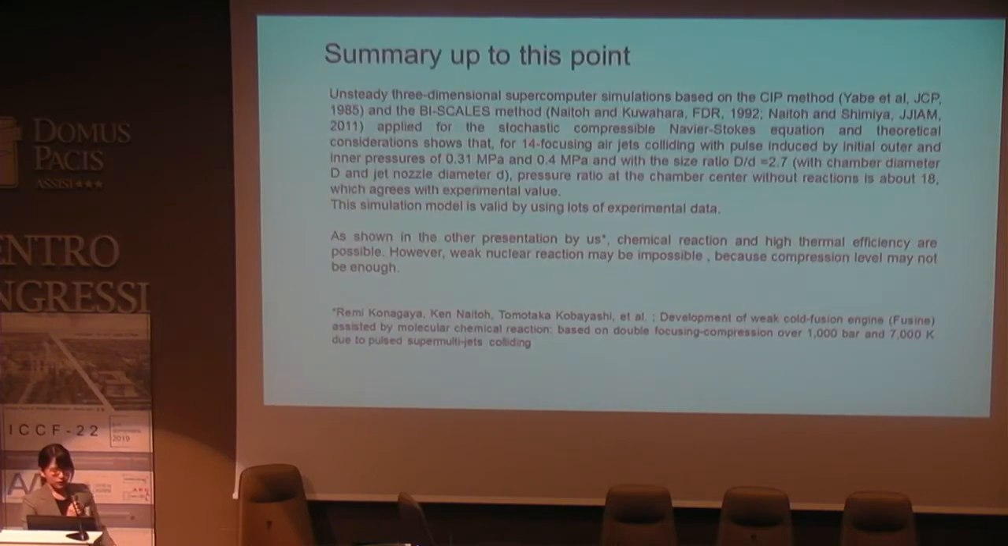So to summarize up to this point, unsteady three-dimensional supercomputer simulations based on the CIP method and the biscales method applied for the stochastic compressible Navier-Stokes equation, and theoretical considerations, show that for 14 focusing air jets colliding with pulse induced by initial outer and inner pressures of 0.31 megapascal and 0.4 megapascal with the size of DD ratio 2.7, the pressure ratio at the chamber center without reactions is about 18, which agrees with the experimental value. The simulation model is valid by using lots of experimental data.